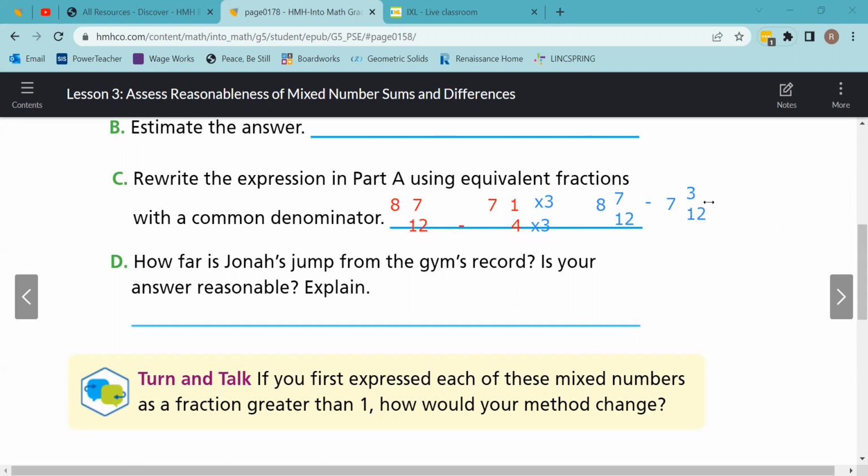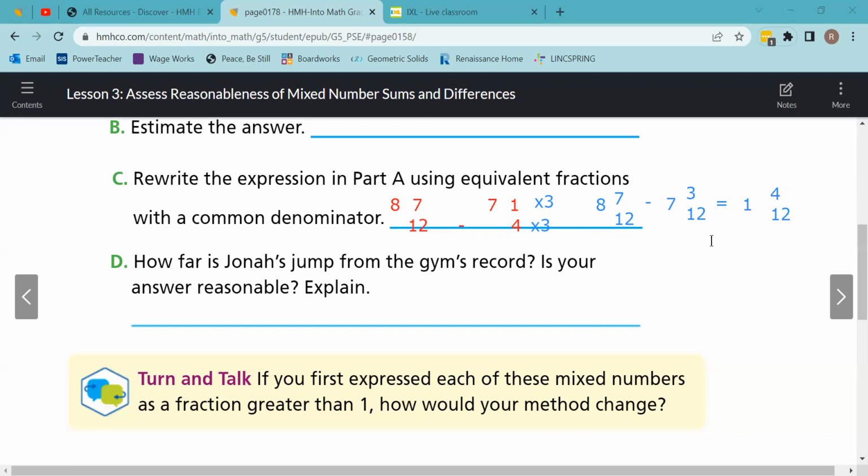You always want to check your fraction first, because sometimes it doesn't work and we have to actually borrow from our whole number, and that gets really fun. Of course, slightly complicated, but also really fun. So 7/12 minus 3/12, you know how to subtract your fractions. That's 4/12. And then 8 minus 7 is 1.